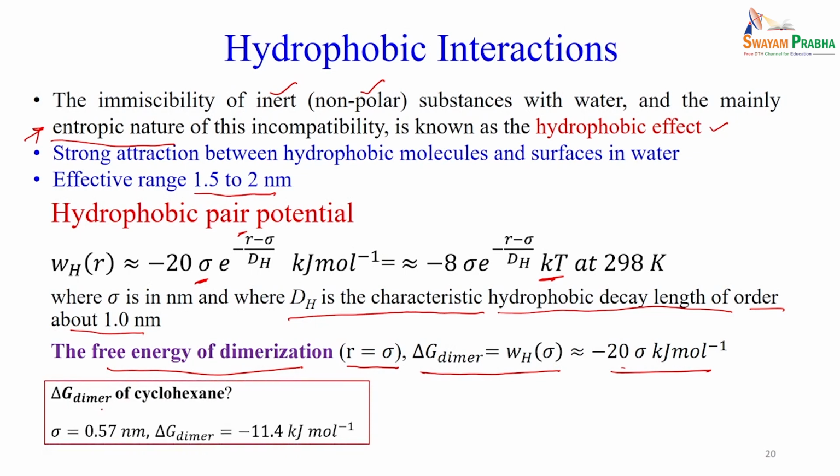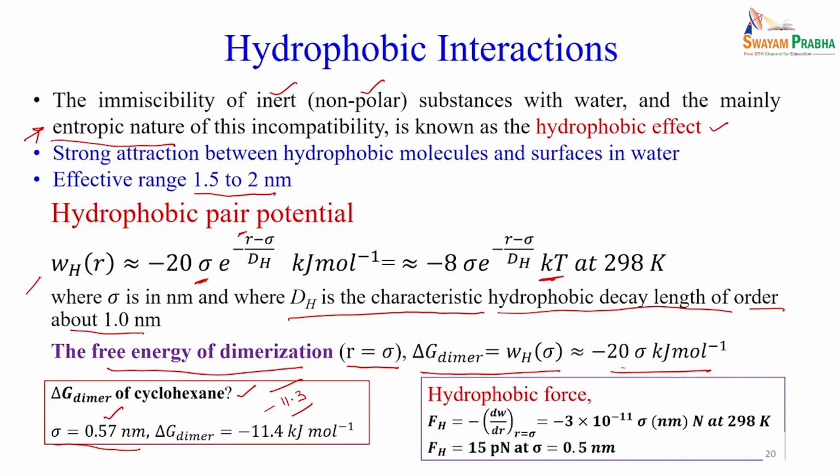Delta G dimerization for cyclohexane. For cyclohexane, the value of sigma is 0.57 nanometer. If you put the value of 0.57 nanometer, delta G dimerization comes out to be minus 11.4. It is very close to the experimental value, minus 11.3 or so. So we can see, using this very simple pair potential expression, we are able to calculate the free energy of dimerization.